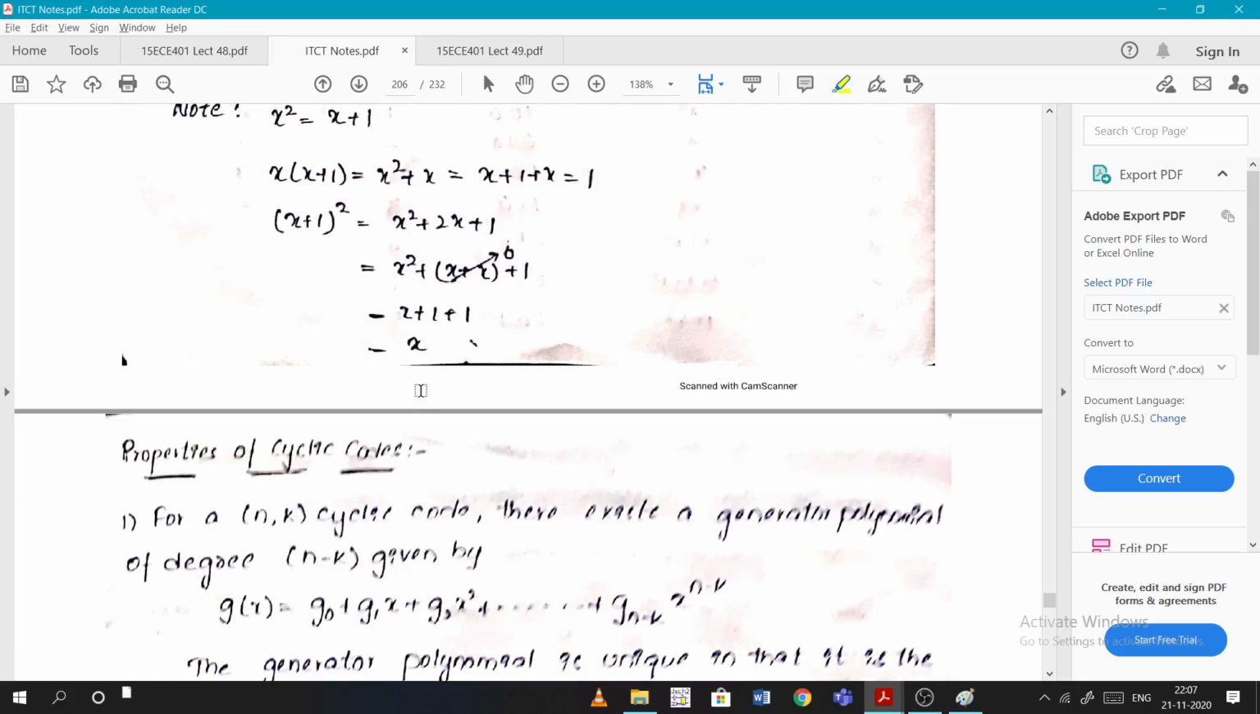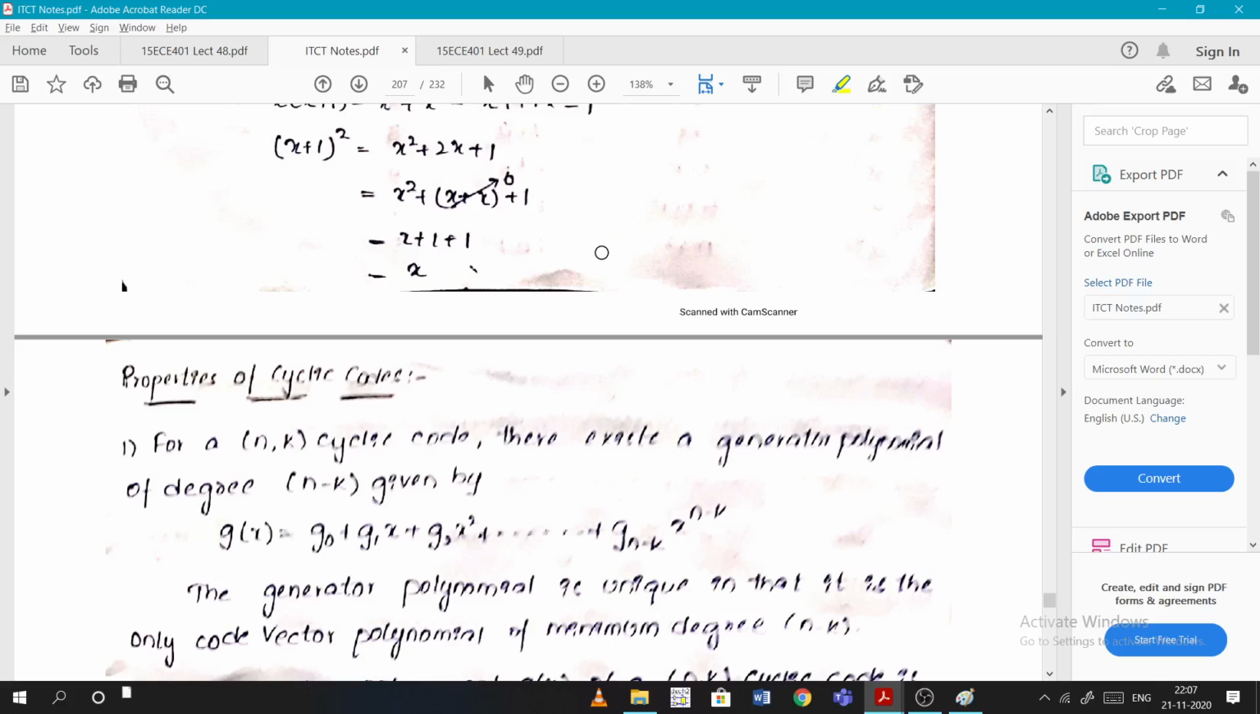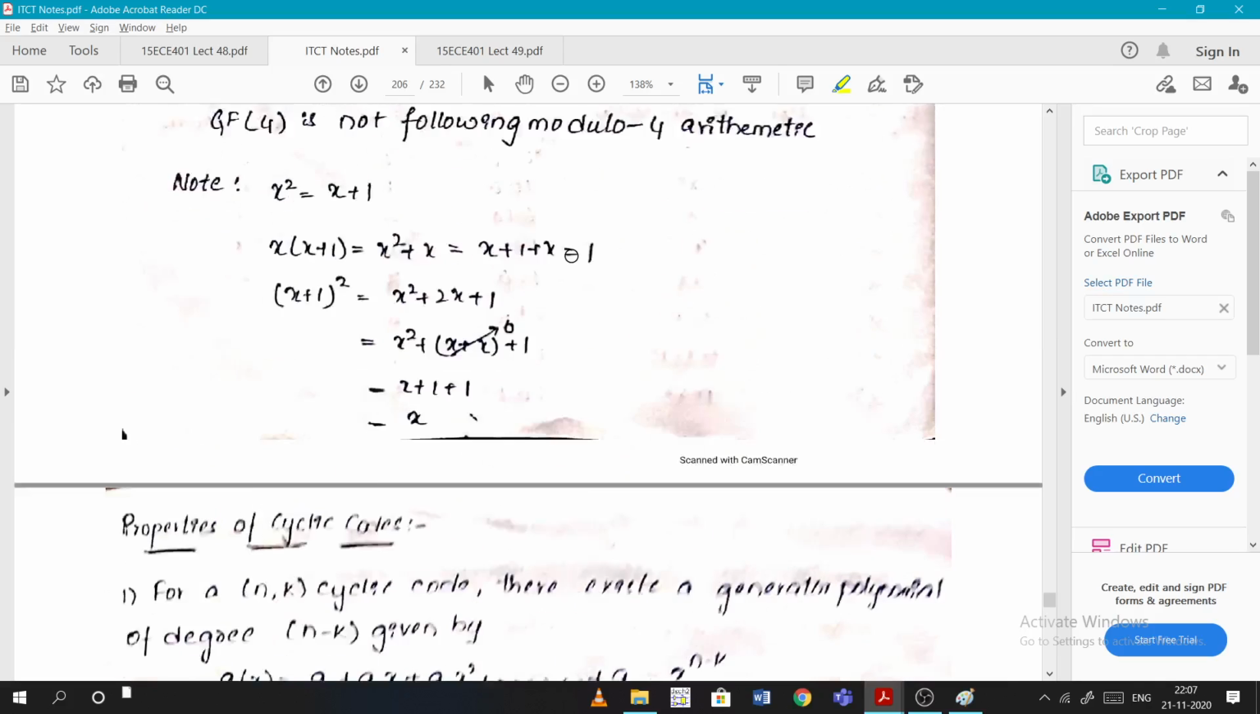In the next lecture we can see how to solve for cyclic codes. Cyclic and convolutional codes you can see in the next section.